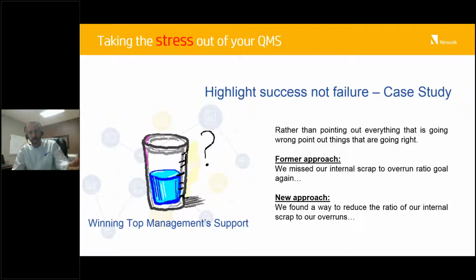And so if they say we're going to overrun 20% on this job because we know we're going to lose 20%, if they overrun 20% but they have 30% scrap, they're now going to short ship the customer. And so what they've been tracking is their internal scrap to overrun ratio. And they were really struggling to meet their goal over a 2-year period. And they kept harping on the failure.